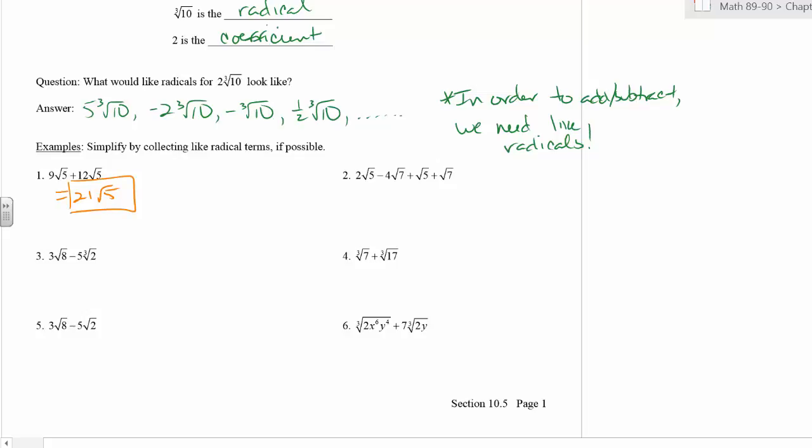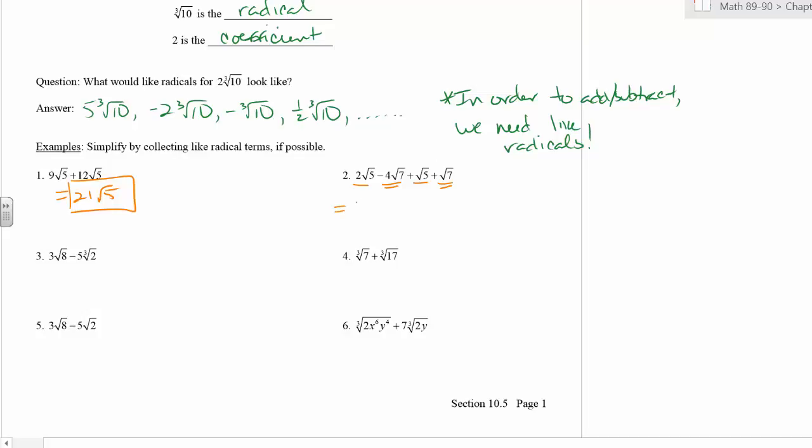Number 2, we have 2 square roots of 5 and another square root of 5, and then you have negative 4 square roots of 7 and the square root of 7. So see how I underline those a little bit different, because they're not all like radicals. They have different radicands. So the square roots of 7s are like radicals, the square roots of 5 are like radicals. So in this case, we don't get down to a single term because we don't have all like radicals.